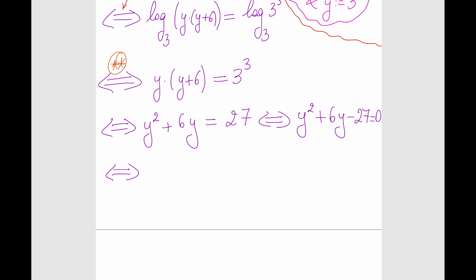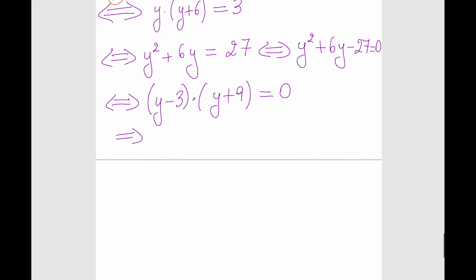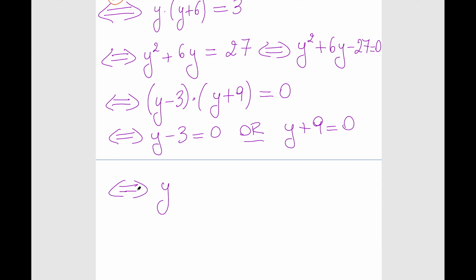This is not hard to see. What is it? y minus 3 times y plus 9, right? Equals 0. Makes sense? All right. And this means then that this is a product of two things equal to 0, so at least one of the factors is 0. So either this is 0 or the y plus 9 is the 0 guy. And that's equivalent to y is either 3 or negative 9, right? Agree with that? Okay.